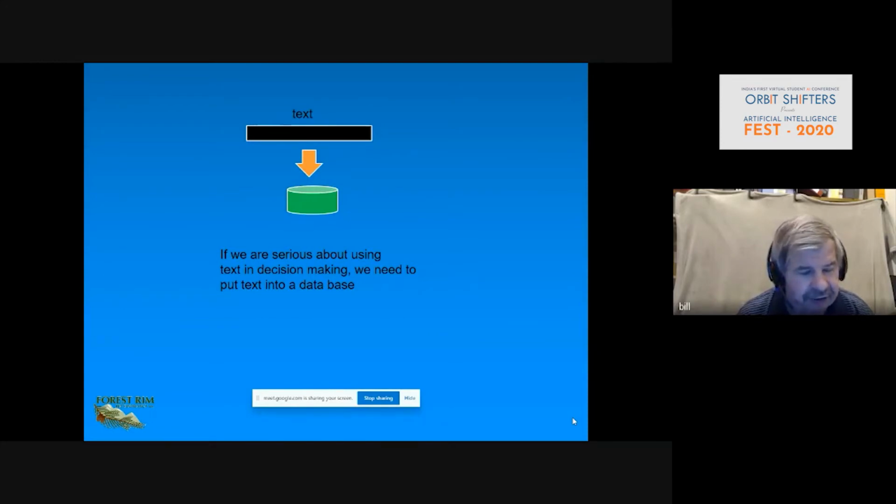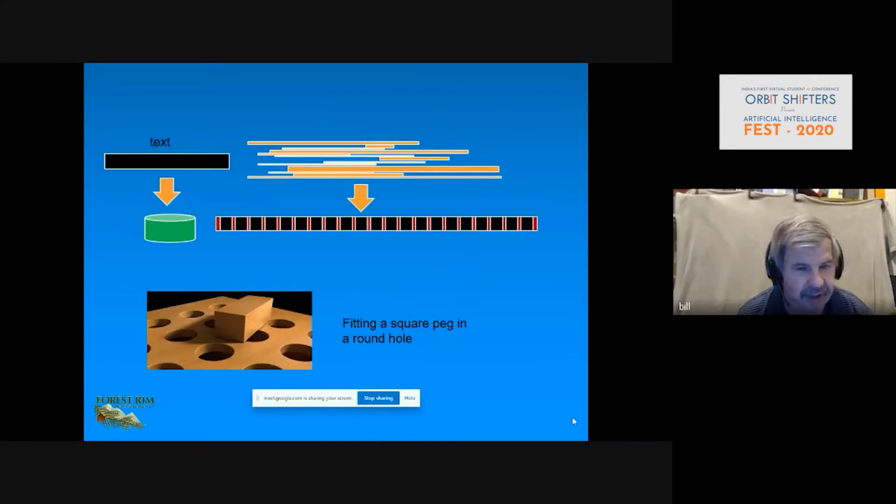So if we're serious about starting to use text in decision making, we need to put text into a database. Why? Because the computer doesn't need to take vacations. The computer doesn't complain about salaries and raises. The computer does not have many of the problems that we get with trying to manage human beings. However, when it comes to looking at and managing text, trying to take text and put it into a standard database system is like the proverbial trying to put a square peg in a round hole. And you can take a square peg and you can put it in a round hole, but it's a very uncomfortable, awkward fit. It just doesn't work very well.